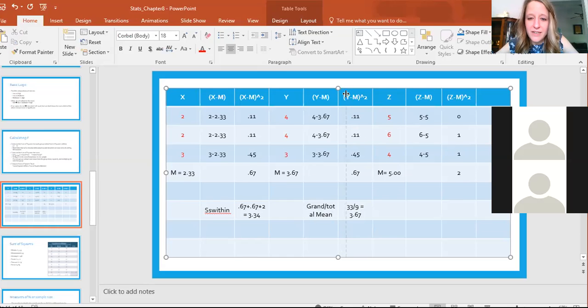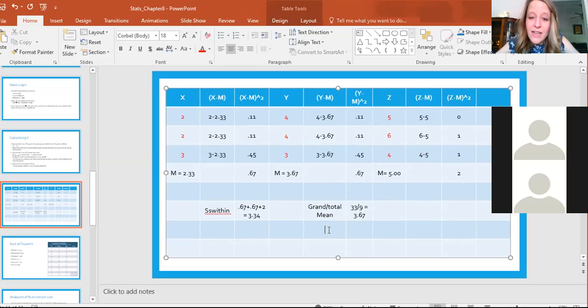Grand, or a total mean of 3.67. And now what I want to do is take each of my group means and subtract this 3.67 and square it. So I would take my 2.33 minus 3.67, and I would square that. And so that should give me 1.80, right? Hopefully.